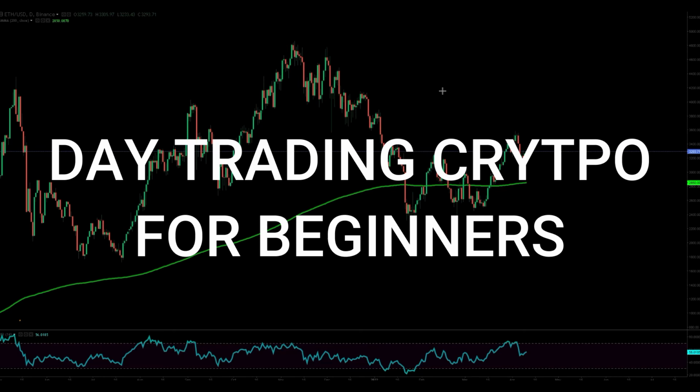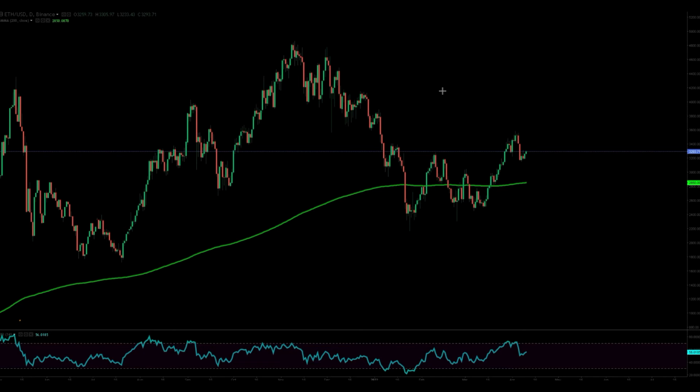Three simple indicators is all that you need to start your day trading cryptocurrency journey today. Let me explain to you what these three indicators are and how we use them. As an example, I will analyze Ethereum today and I will show you how you can use these indicators to make money. Let's get into the charts then.